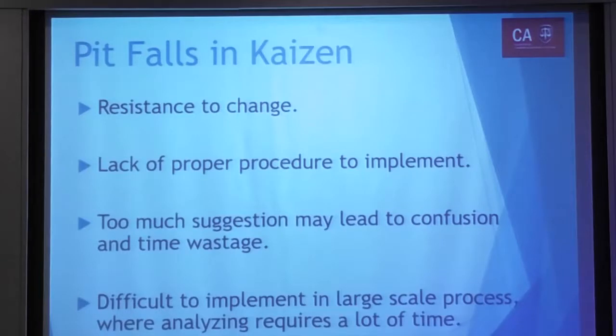Lack of proper procedure to implement, not having a proper plan, too many suggestions may lead to confusion and time waste. It should be done in a more efficient manner. Kaizen is all about coming up with brainstorming sessions, quality circle sessions, and having more and more ideas in a production process like this. This is just for automobiles. It might be any company, any industry. It's all about coming up with so many suggestions and filtering the most important ones so that you could implement them one day and have a cost saving in the long run.